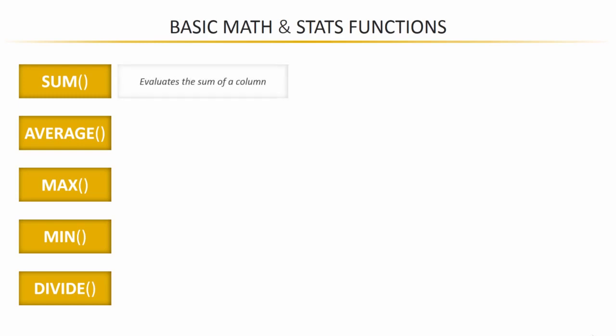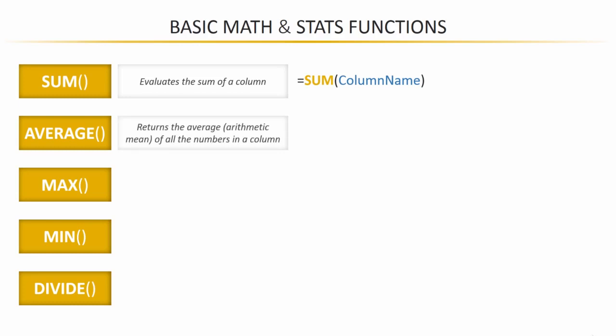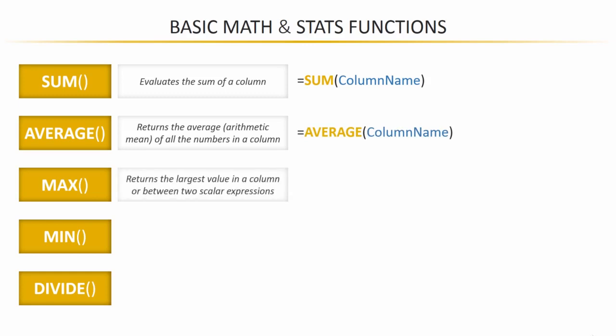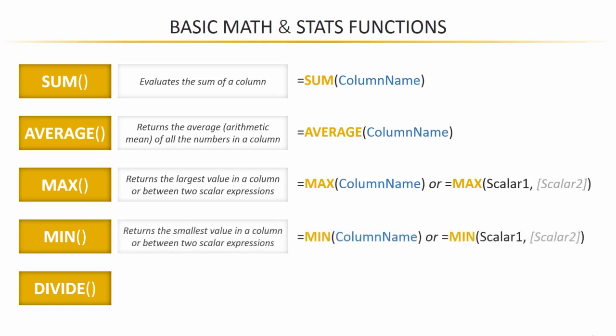But these, for the most part, speak for themselves. Very straightforward. The sum evaluates the sum of a column. Syntax-wise, all you have to do is point to a column name containing values. Similar story with average, just returns the arithmetic mean of all the numbers in a column. Same syntax. Now for max, obviously returns the largest value, but you don't have to just point to a column. You could also feed a max function a list of scalar or specific values, and max will return the largest within that list. Same goes for min, exact same syntax, just returns the smallest value.